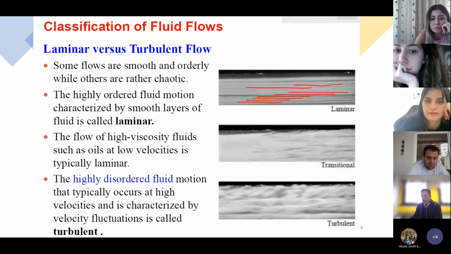When the motion is highly disordered, like here.